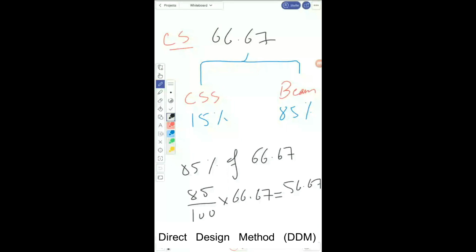What will be the moment that is going to column strip slab? It's very easy. You can calculate this one by just subtracting. 66.67 was the total moment. So I'm going to subtract this one, 56.67. The answer is 10. So this is the moment going to column strip slab, and this is the moment going to beam, and this was the moment coming to column strip.